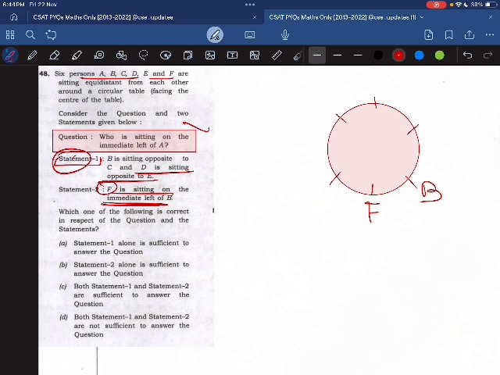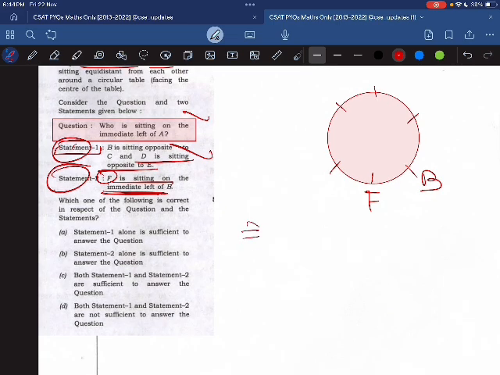You can't say that because there is no other information given. So you can't solve the question using statement 2 alone also. Okay? So statement 1 alone can't solve the question. Statement 2 cannot solve the question alone. So the next step is combine both the statements together.